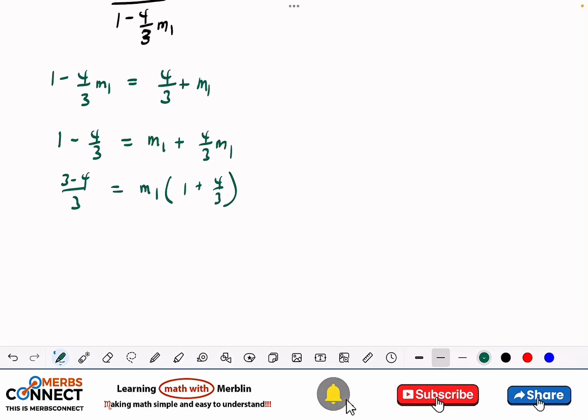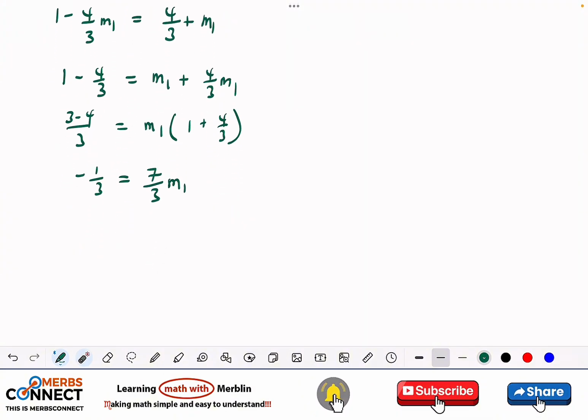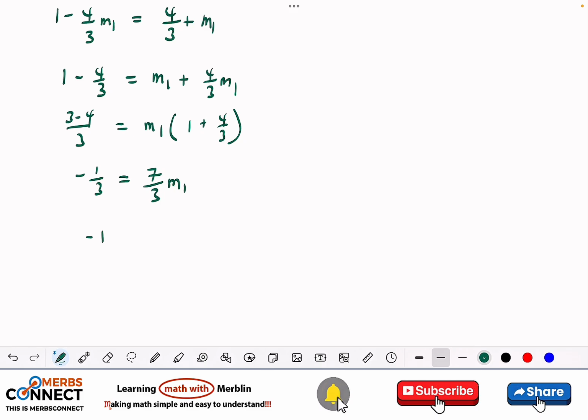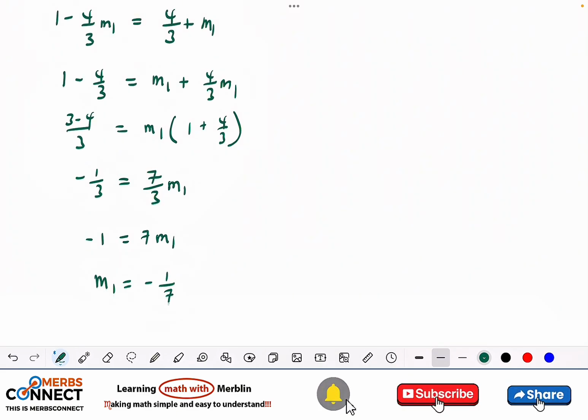So what am I going to get? I'm going to have minus 1 over 3 equal to, when I add this, what am I going to get? This is like 3 over 3, so I'm going to have 7 over 3 M1. And when I multiply this by 3 and multiply this by 3, 3 will cancel 3. So I'm going to have minus 1 is equal to 7 M1, and then M1 will be equal to minus 1 over 7. So this is the positive side.